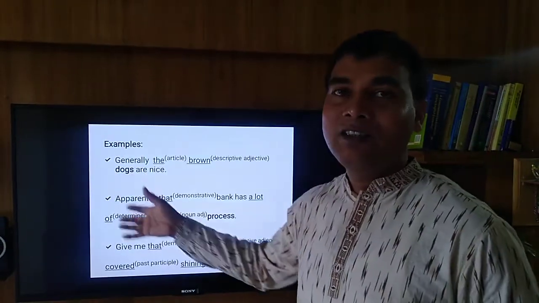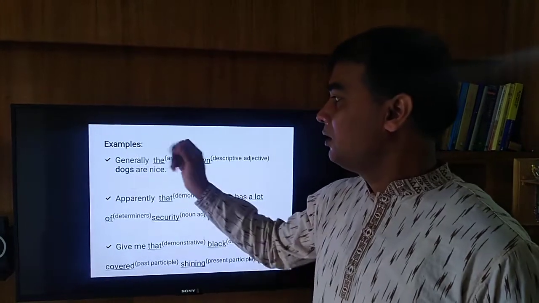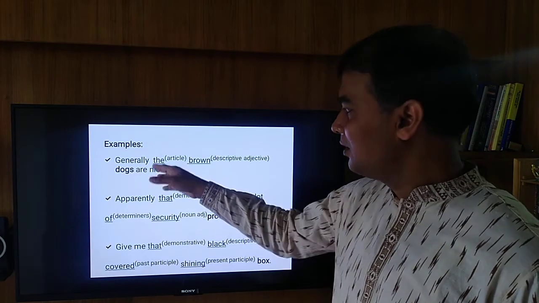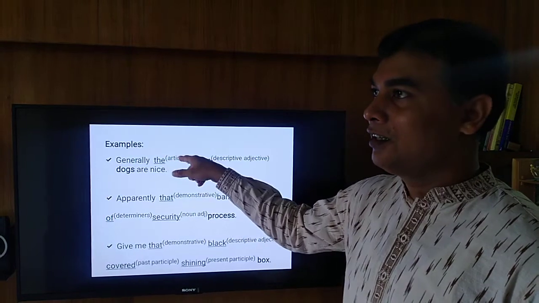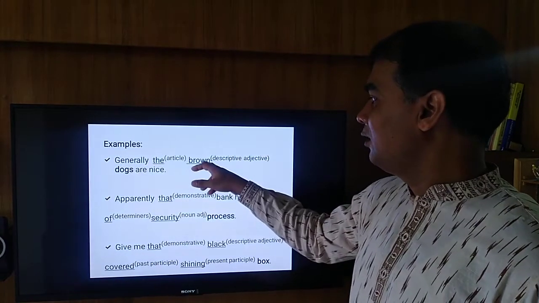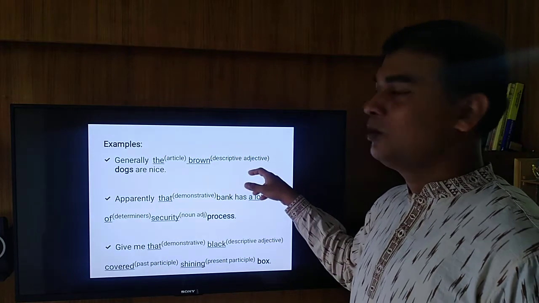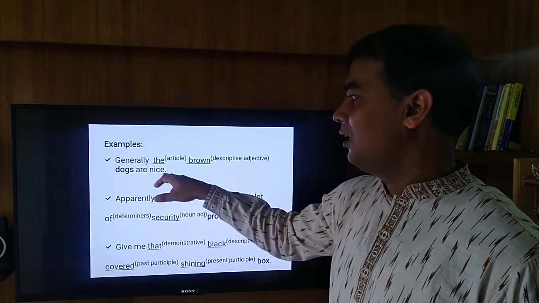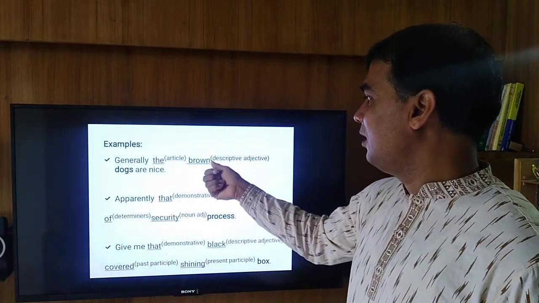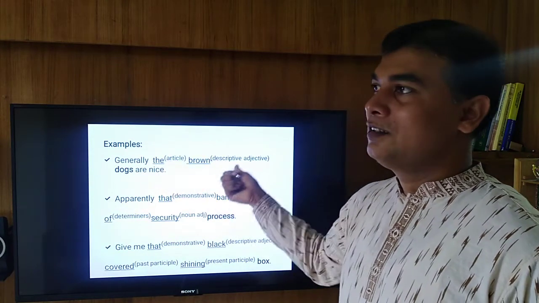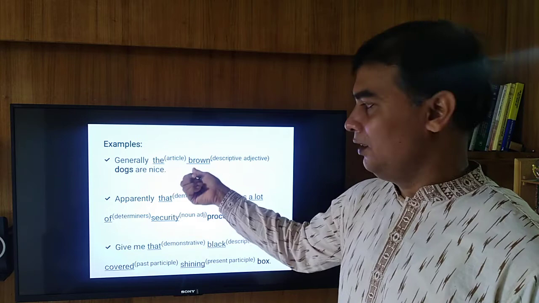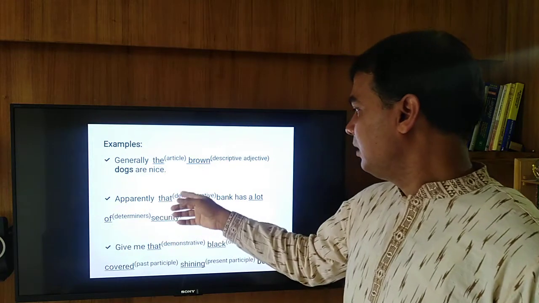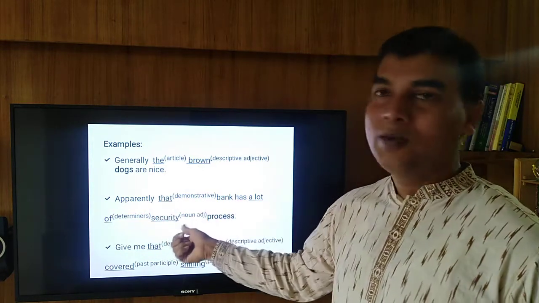Now you see there are three examples. Number one: generally the brown dogs are nice. In this sentence, "the" is the article. As I told you, article is a predeterminer. "Brown" is a descriptive adjective. All types of adjectives are predeterminers, and "dogs" is the head word. So here you see the article and the descriptive adjective work as modifiers.